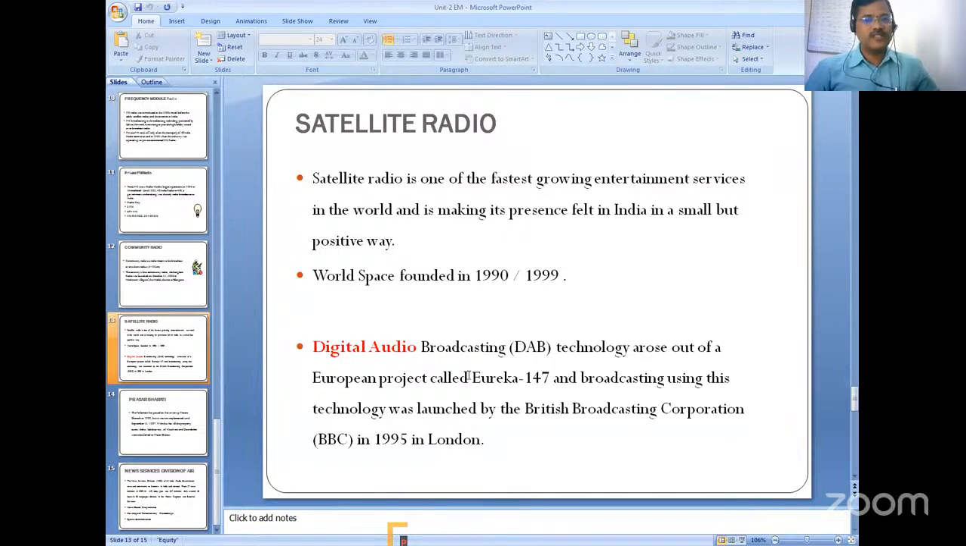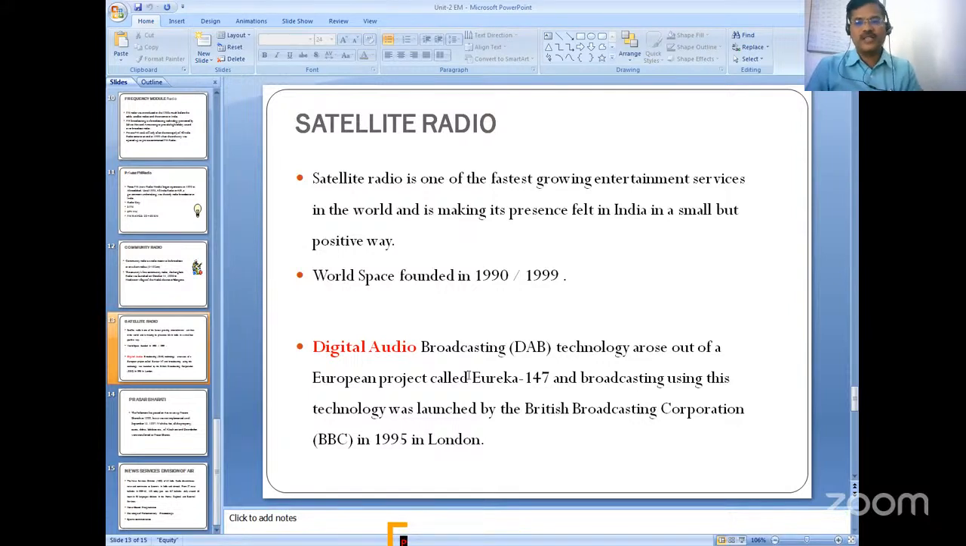Satellite radio is one of the fastest growing entertainment services in the world and is making its presence felt in India in a small but positive way. WorldSpace was founded in 1990, once wound up in a little time, and later started again in 1990. Now it has no popularity. Satellite radio now has minimum popularity because of the evolution of smartphones.